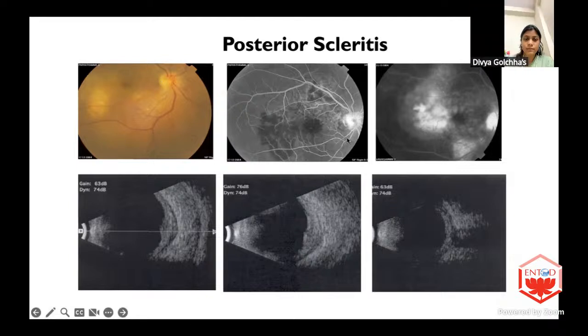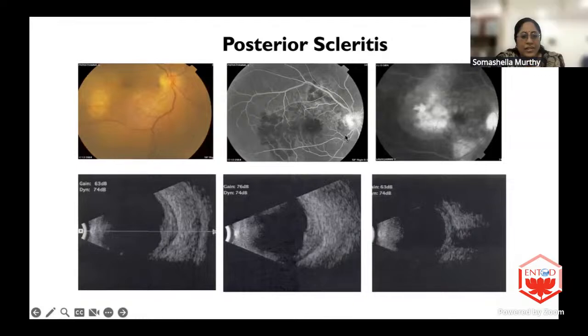Then if you do FFA for these patients, this is done for documentation more than anything else or for the complete diagnosis. Then the pattern will be similar to what you might see in choroiditis. It's really hard to differentiate. Of course, we should have OCT, which I don't have for this case. But the giveaway is when you do B scan for this patient. So this is the T sign.